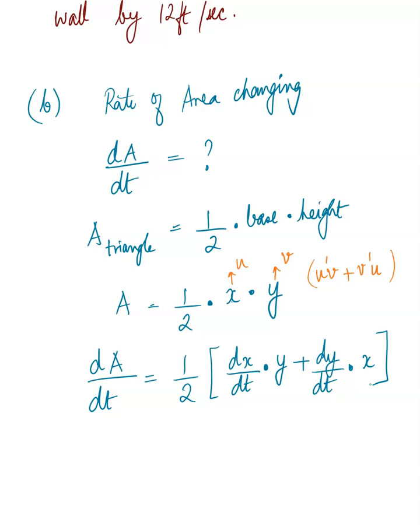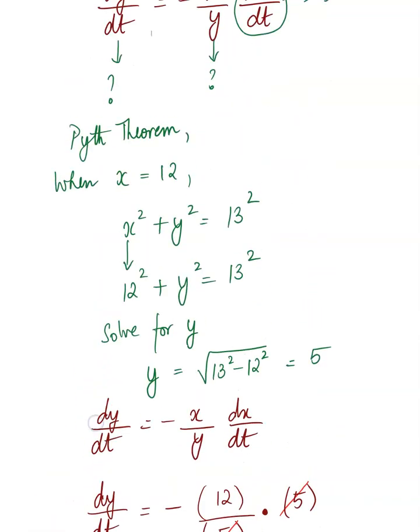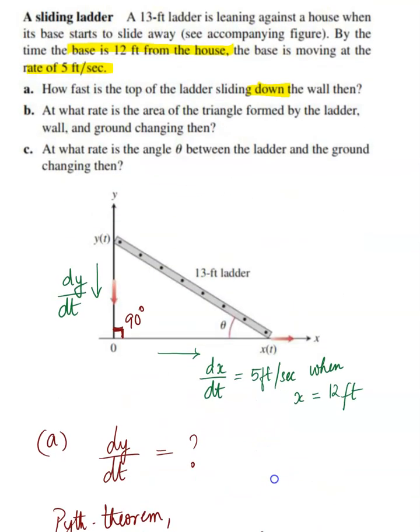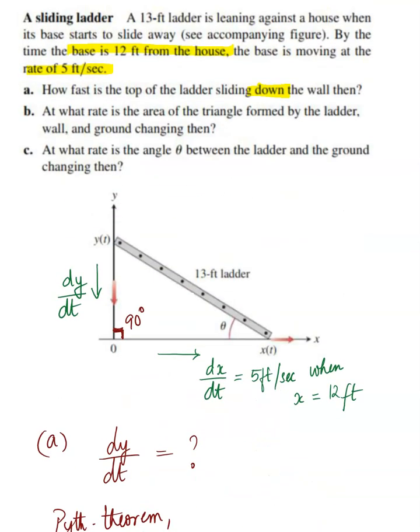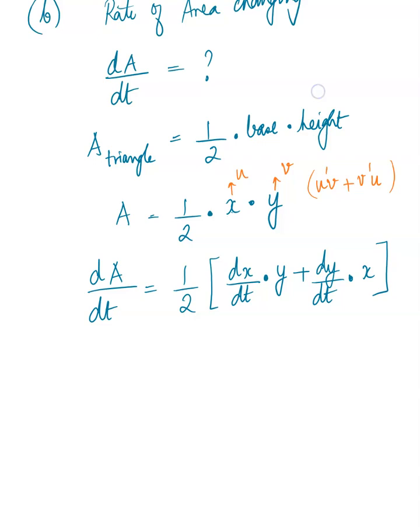Now once again, we were told that y was 12. Was it? We got 12, right? No, x is 12. Sorry. So let's come back here. When x is 12, we just found in part A that y was 5, isn't it? So we can use x as 12, y as 5. And we also saw that for this particular instant, when dx over dt is 5, we found that dy over dt is negative 12. So we're using all the information from part A.